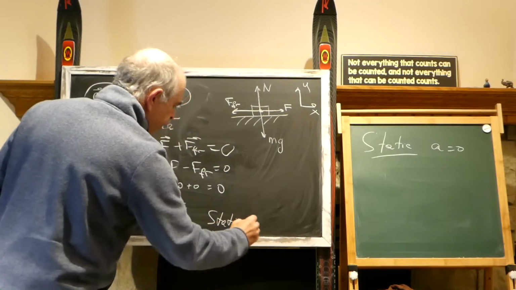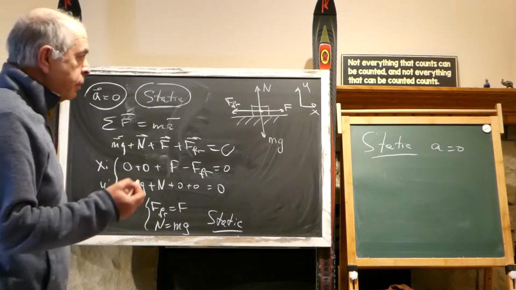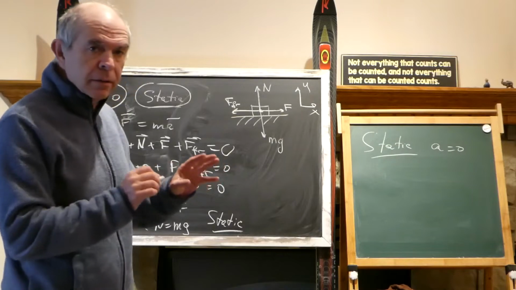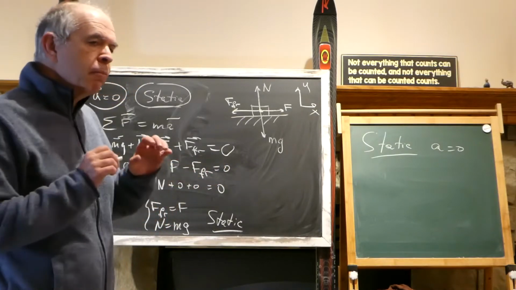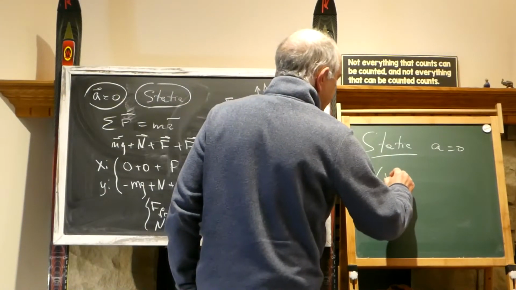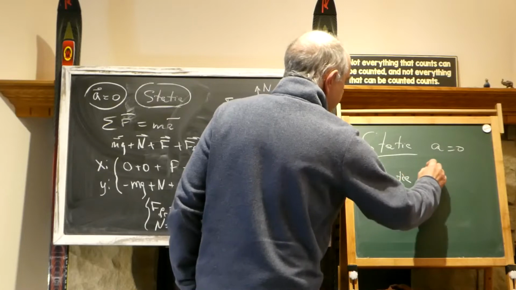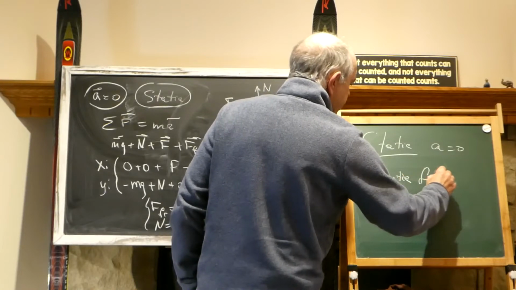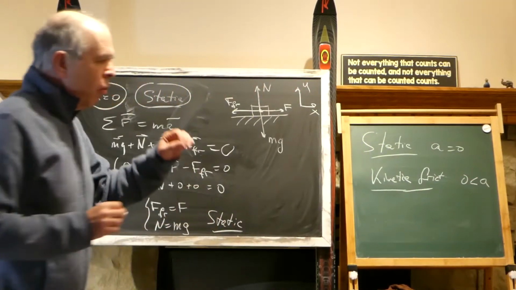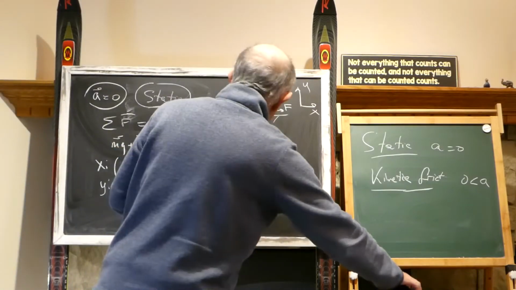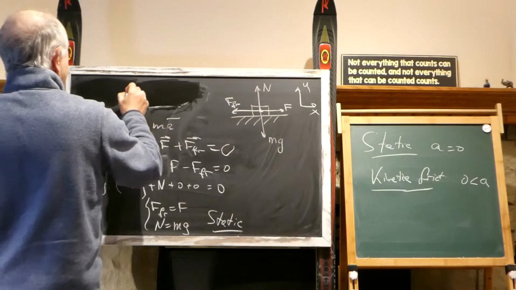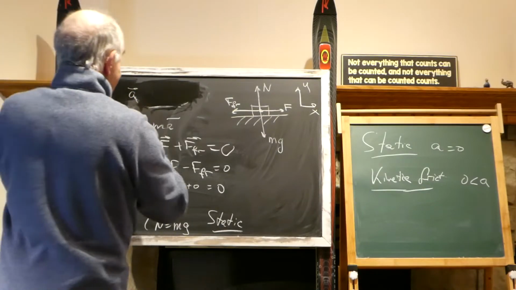Everything is static. And we know that if we push something a little, nothing will happen, it will be still at rest. But if we pull a little bit stronger, we will have a movement, and it's called kinetic friction. Kinetic friction is when A is greater than 0. So, what's the difference between this? The difference is A really exists.